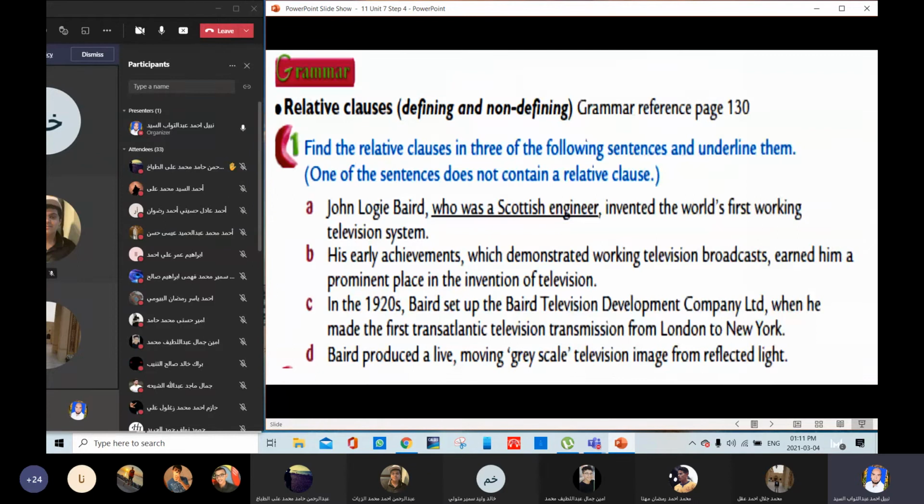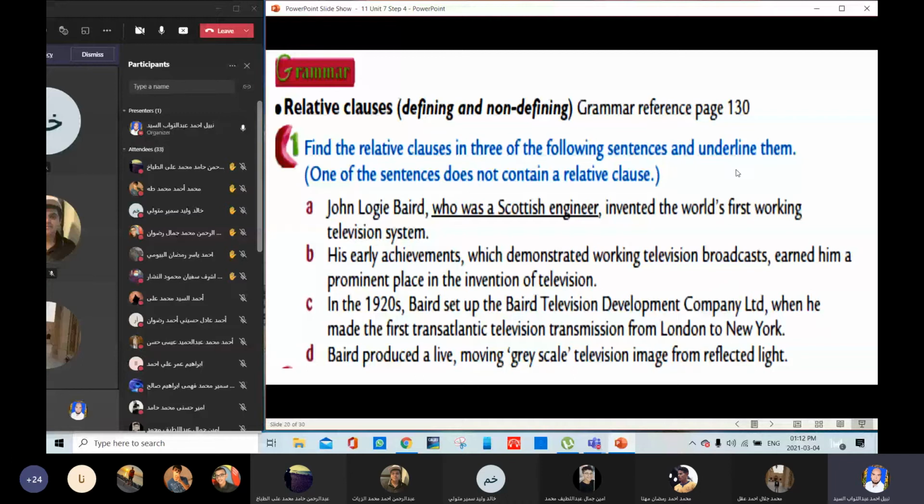Now, you've got the first exercise in your student's book. Please open your student's book on this page. Find the relative clause in three of the following sentences and underline them. One of the sentences does not contain a relative clause. Look at these examples, A, B, C, D. The first one is answered. John Logie Baird, who was a Scottish engineer, invented the world's first working television system. Here, we underline the relative clause, who was a Scottish engineer. Now, B, C, and D, underline the relative clause.